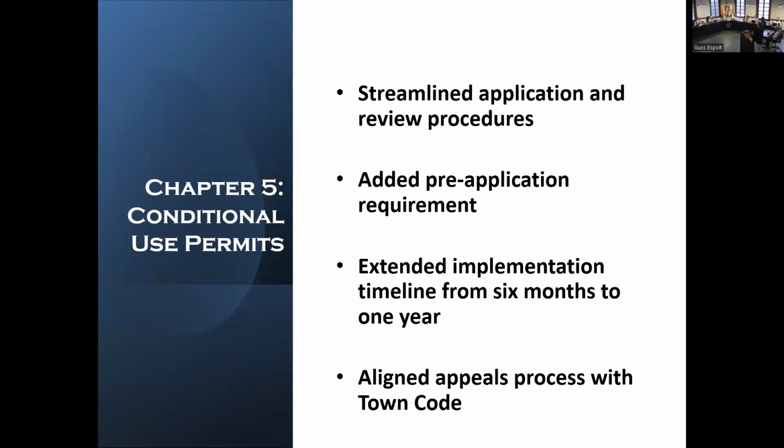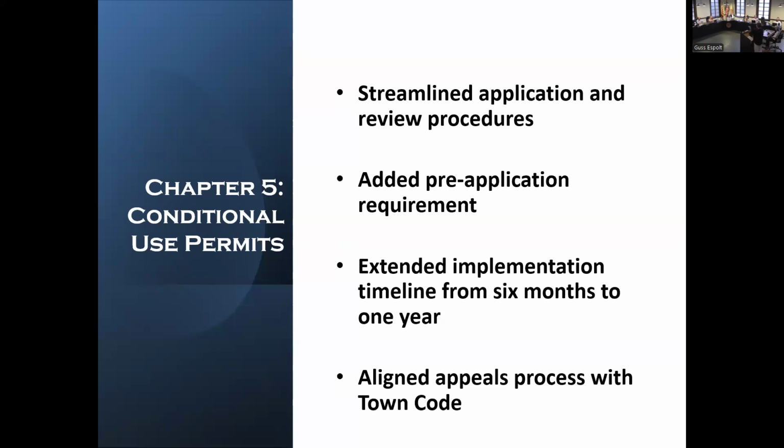Chapter 5 is conditional use permits. So for this, we streamlined the application and review procedures to match the other chapters that have application and review procedures as well, so that they're all in line and you don't have different procedures for different processes. We did add the pre-application requirement. We did extend the implementation timeline from 6 months to 1 year, regardless of whether the project actually has a building permit that would be required for it.